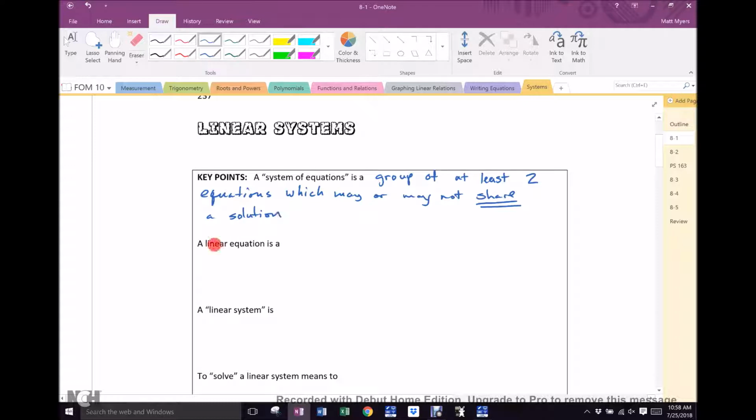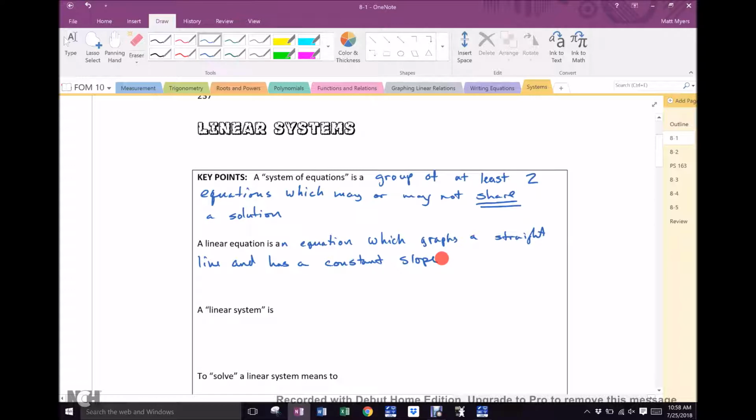Now, remember, a linear equation is an equation which graphs a straight line and has a constant slope.